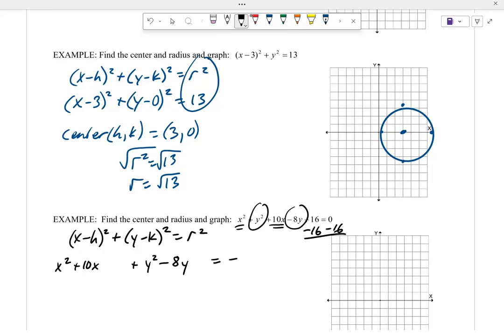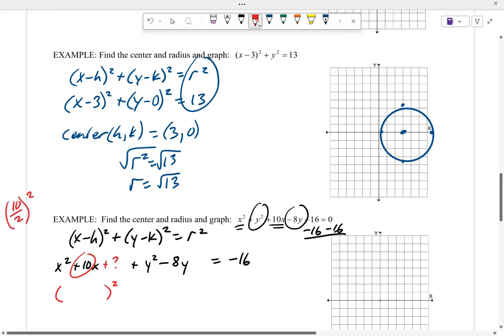So it equals -16. See how I left a space after the 10x and the minus 8y? I'm going to try and complete the square on those two so that I can have them be perfect squares. So I'm looking at that x squared and 10x, and I say, well, what do I have to add in here to have this become a perfect square? If you remember, I take that b term, divide it by 2, and square it. So 5 squared, 25. So 25 is the magic number. So I want to add in 25.